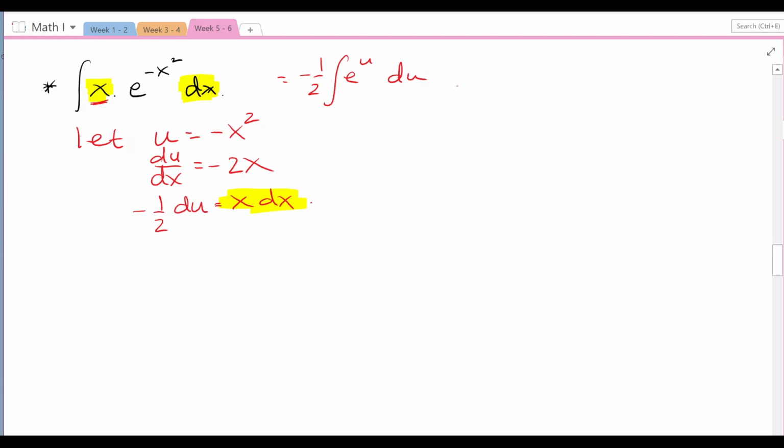In here, the integral of e to the power of u is the same, so we can maintain the negative half. The integral is still e raised to the power of u plus a constant. And now we can replace the u back. U equals negative x squared, plus c. So the final answer is negative half times e raised to the power of negative x squared, plus c.